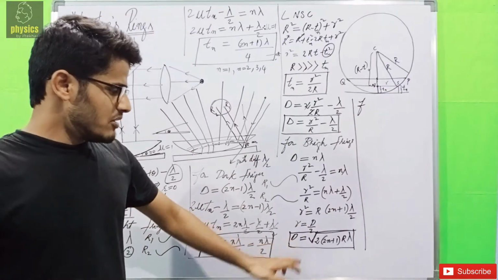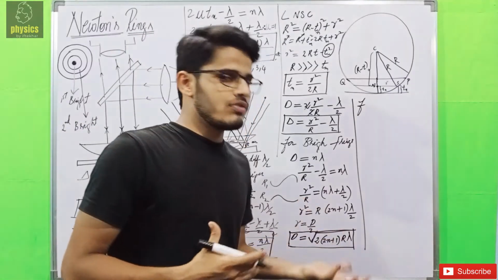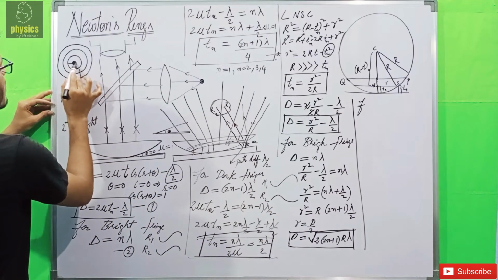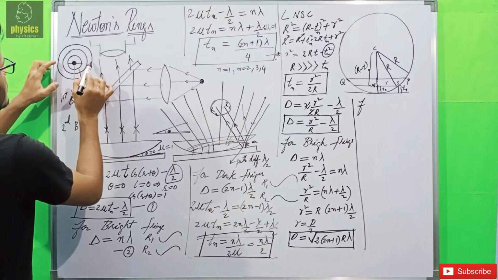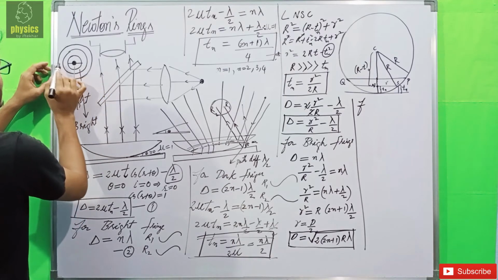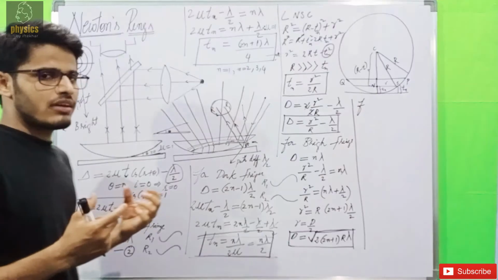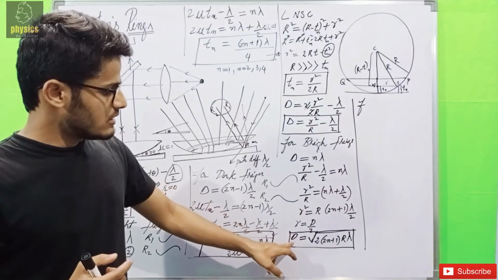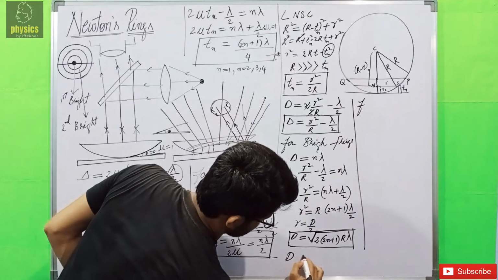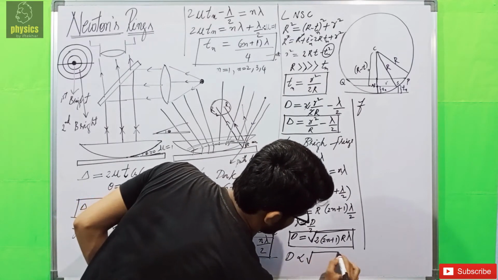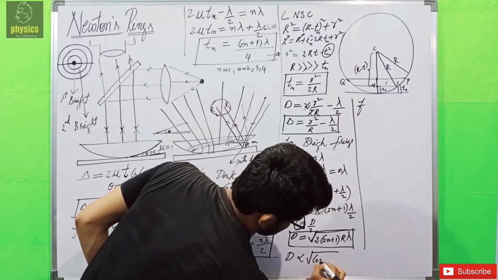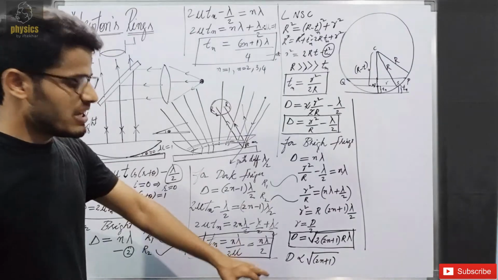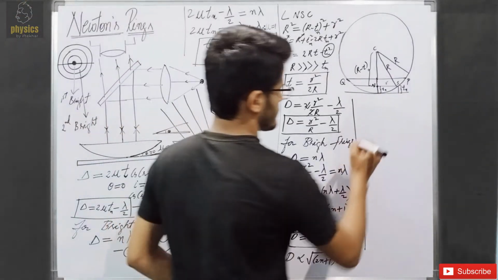You see, the diameter of the fringe will depend on the order of the fringe. Yes, it is obvious. If you are talking about the first fringe, it will have a smaller diameter. If you talk about the third fringe, it will have a larger radius. So this is how the diameter and the order of the fringe are related: the diameter is proportional to the square root of (n plus 1).